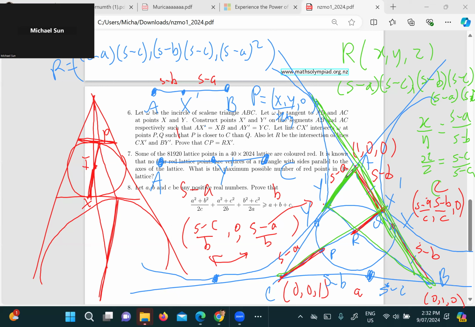Isn't one of the right s minus a? Yeah. So this is s minus c, right? Then this thing should be b plus c minus s. So it's s minus a. Yeah.